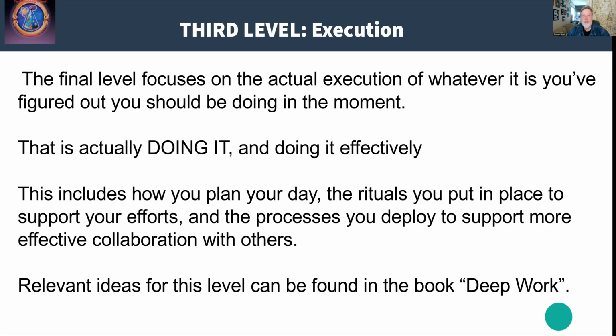And then the third level is execution. So this final level focuses on the actual execution of whatever it is you figured out you should be doing in the moment. That is actually doing it and doing it effectively. This includes how you plan your day, the rituals you put in place to support your efforts, and the processes you deploy to support effective collaboration with others. Relevant ideas for this level can be found in the book Deep Work, also by Cal Newport.